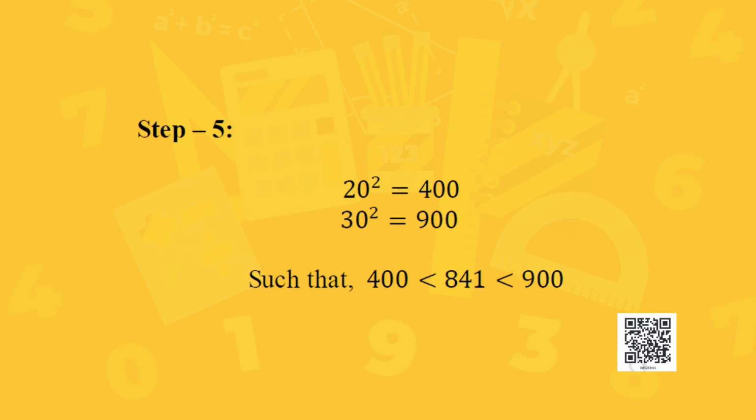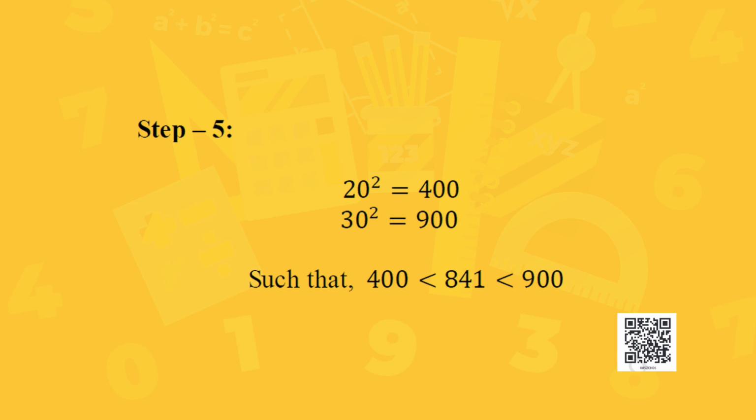Proceeding to step 5, to choose the right answer between them, let us use the two numbers we identified in the first step. In the first step, we identified the numbers 2 and 3. Now add 0 and make them 2-digit numbers.